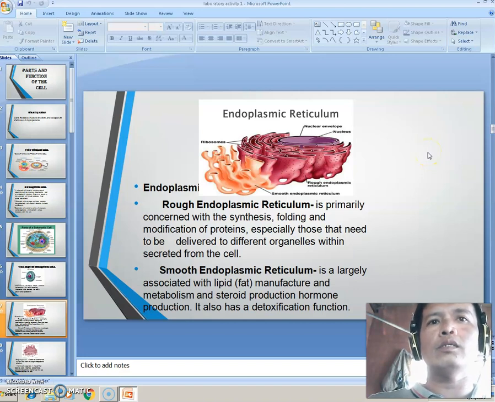And the second one is the smooth endoplasmic reticulum. It is largely associated with lipid or fat manufacture and metabolism, and steroid and hormone production. It also has a detoxification function.